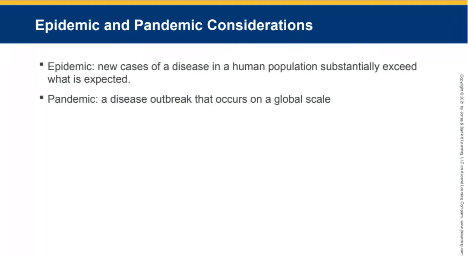All right, an epidemic. An epidemic is when new cases of a disease in the human population substantially exceed what is expected. Of late in the news, we're hearing about monkeypox, where they're having an epidemic in, for example, the UK, seeing many more cases than is usual. And of course, all of us know about pandemics. We have heard about COVID-19 for the past 2.5 years, which is a disease outbreak that occurs on a global scale.